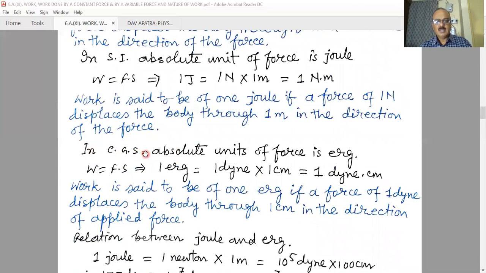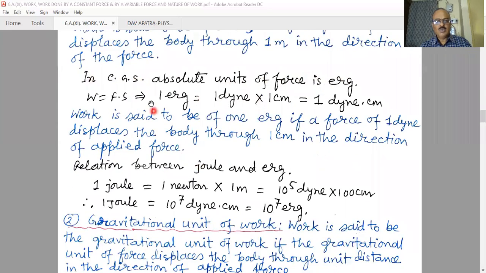In CGS, the absolute unit of work is the erg. How can you define it? We know the unit here is not of force, it is the unit of work, that will be the erg. And we know that the unit of force in CGS system is the 1 dyne. Therefore, 1 erg will be 1 dyne into centimeter or 1 dyne centimeter. There is no special name for the dyne, but there is a special name for the dyne centimeter, and that is the erg.